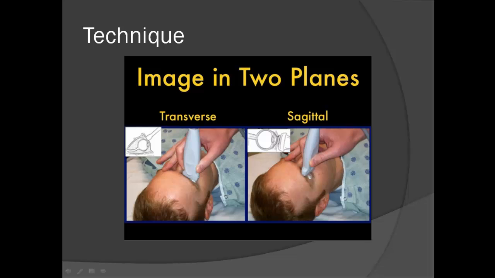Again, use a decent amount of gel so it's easy to rotate the probe and manipulate it over the patient's eye. It's also better to have the patient move their eye when you have a good view in both planes. Have them move the eye back and forth and up and down in order to get the full picture of the entire globe and the movements.